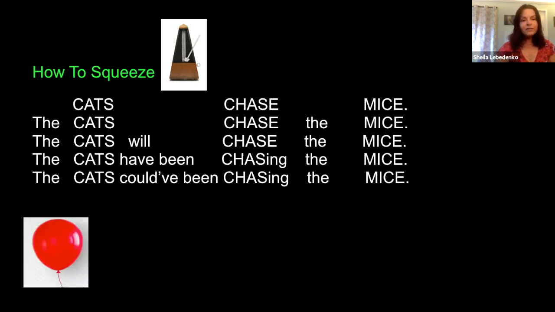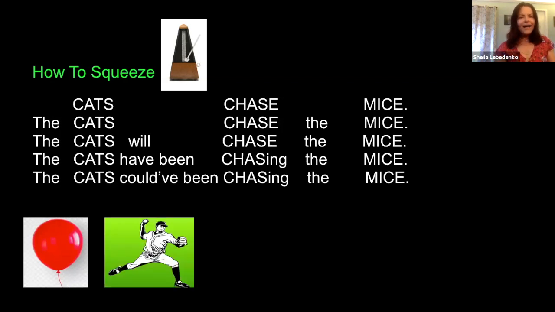Now I have a few pictures here. So the balloon again, to remind you, one breath of air, slowly leak the air out of your lungs so that you last till the end of the sentence. Why do I have a baseball pitcher? Because I want to wind up on the function words like could have been, and then I want to throw on a content word like chase.